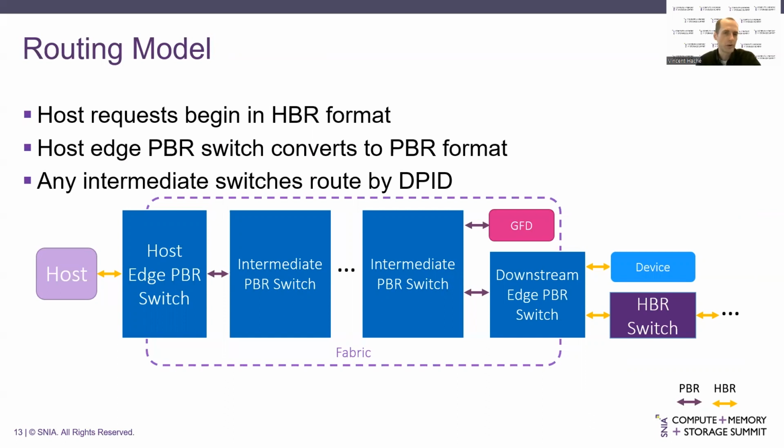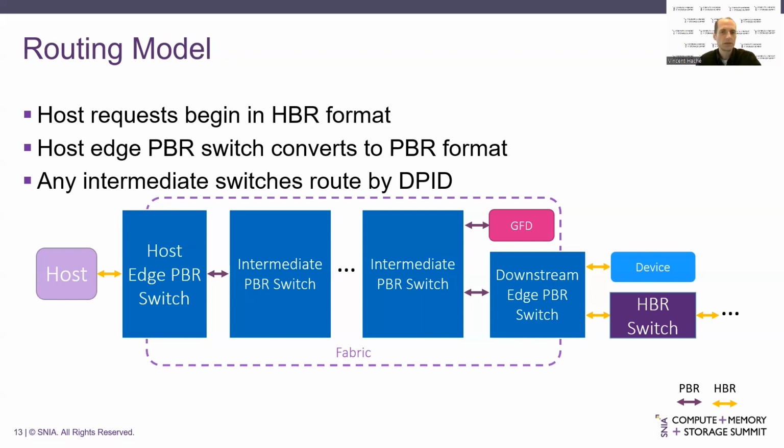So all host requests passing through a fabric are going to begin in HBR format. And it's the responsibility of that host edge switch to convert that HBR format transaction into PBR format. And what's involved there is a bit of address decoding to figure out the target of the request and translating that into a DPID and inserting that in the transaction.